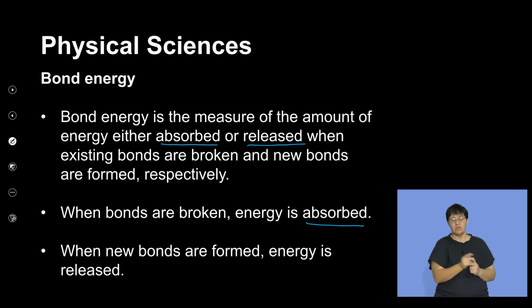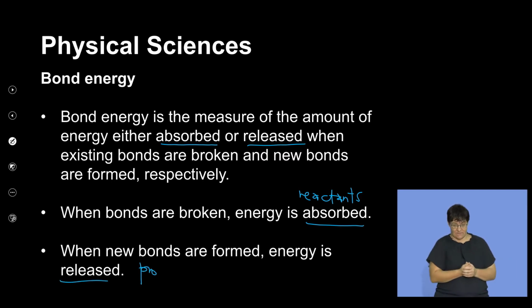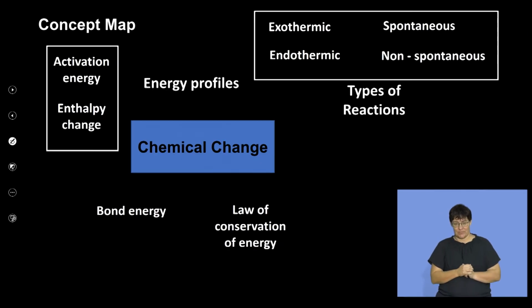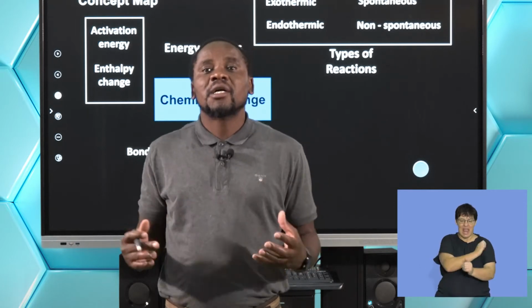That's the main idea. So to break existing bonds in the reactants, the reactants actually absorb energy, right? While when new bonds are formed, energy is released. This is when products are actually formed. So when we say that in a chemical change new substances are formed, energy is involved in breaking existing bonds, while energy will also be released when new bonds are formed, right? So that's the whole idea as far as the role of energy in a chemical change is concerned.